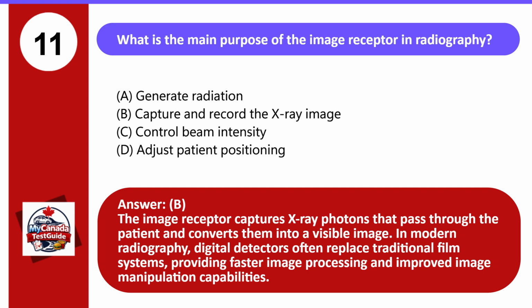The image receptor captures X-ray photons that pass through the patient and converts them into a visible image. In modern radiography, digital detectors often replace traditional film systems, providing faster image processing and improved image manipulation capabilities.